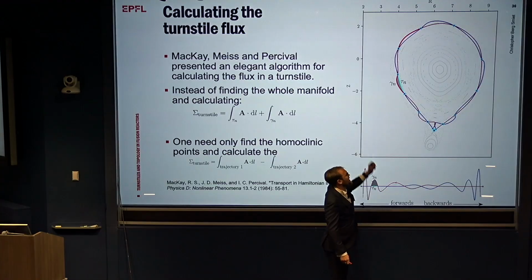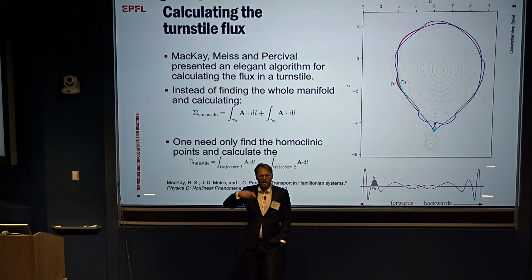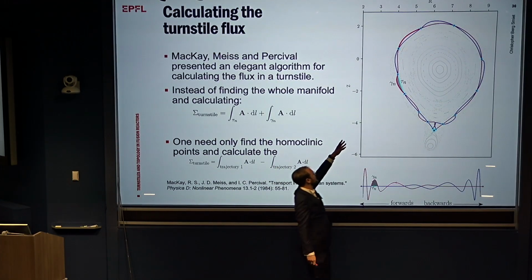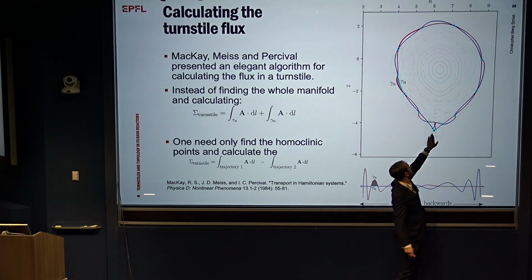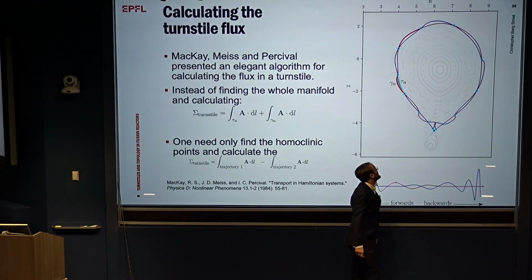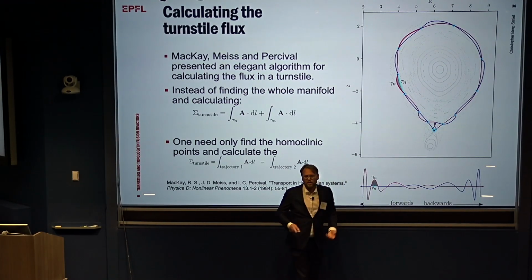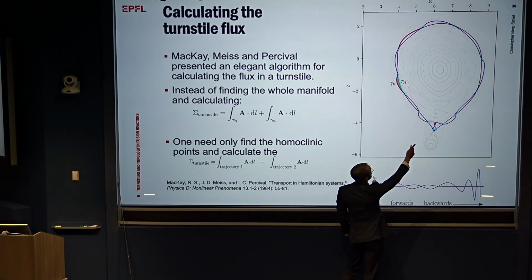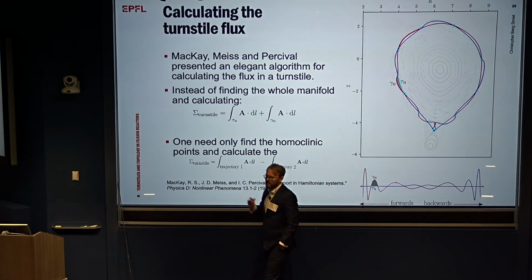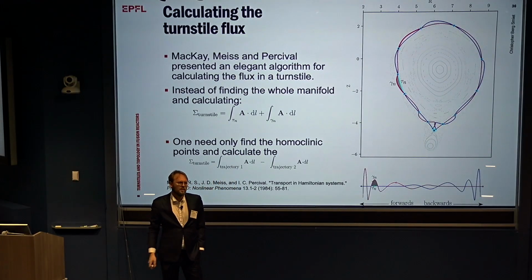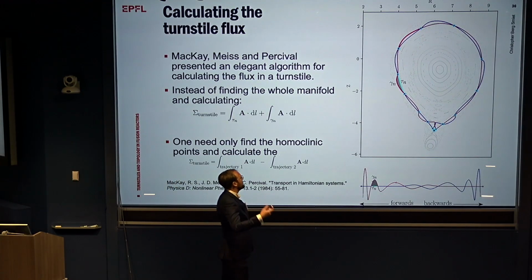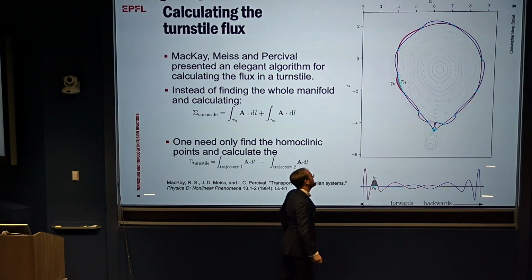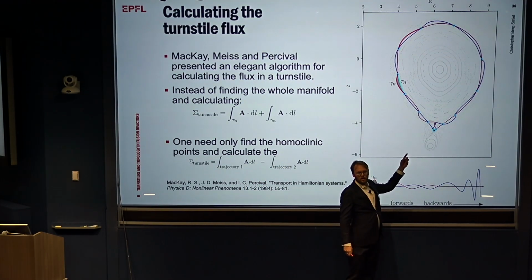So you find gamma n and tau n, and then you integrate A dot dl along that. But that's an expensive thing to do because you need a large number of points on gamma n and tau n, and you need to integrate them all the way from your fixed point. So is there a neater way? You first need to find those homoclinic trajectories anyways. And so what Mies, McKay, and Percival came up with is that you don't need to resolve the entire manifold. You just need to find those 2 field lines, those 2 homoclinic trajectories.